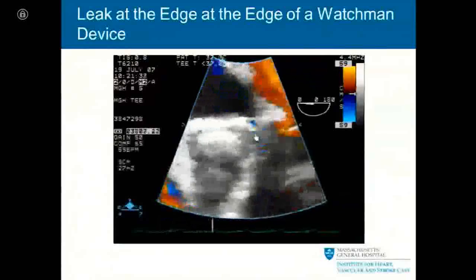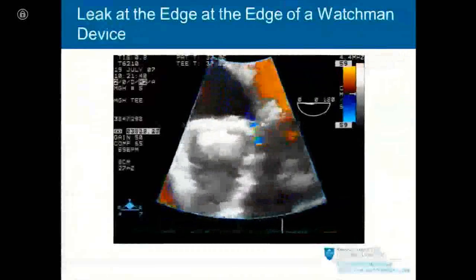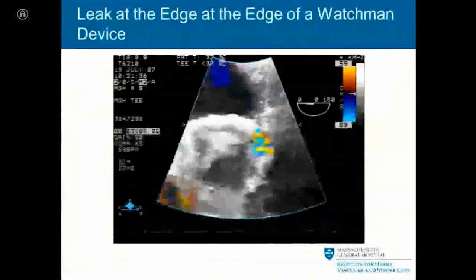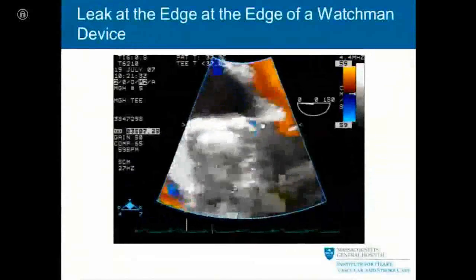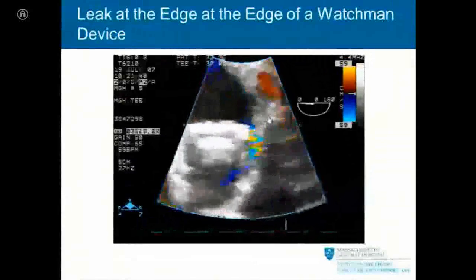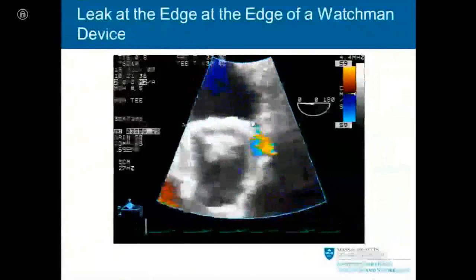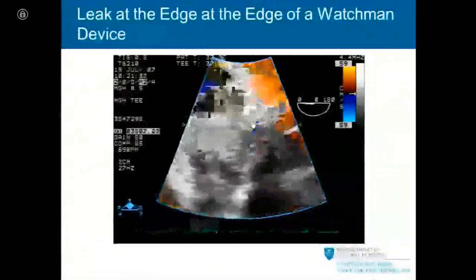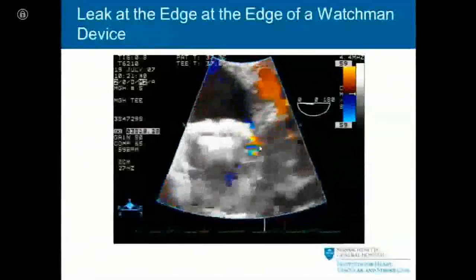Here's an example of incomplete closure after a Watchman device, and you can see this is a typical size and location of a leak at the edge of the device, probably due to a mismatch between the circular device and an oval appendage.